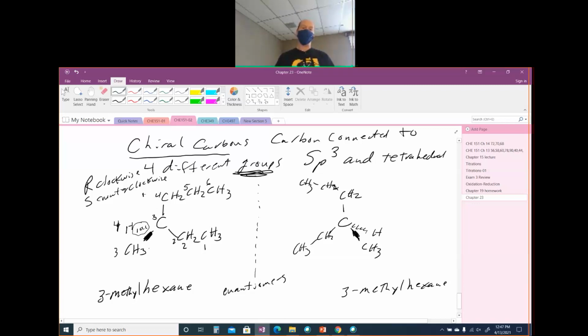All right, and so you see that this one is going clockwise. And so this one would be called an R-3-methyl hexane. And then if you did the mirror image correctly, it has to go the other direction, because that's how we know the difference. 1, 2, 3, 4 group coming back, and then of course you have counterclockwise, and this is S. And so instead of cis and trans, you use R and S. If it's clockwise, it's R. If it's counterclockwise, it's S.